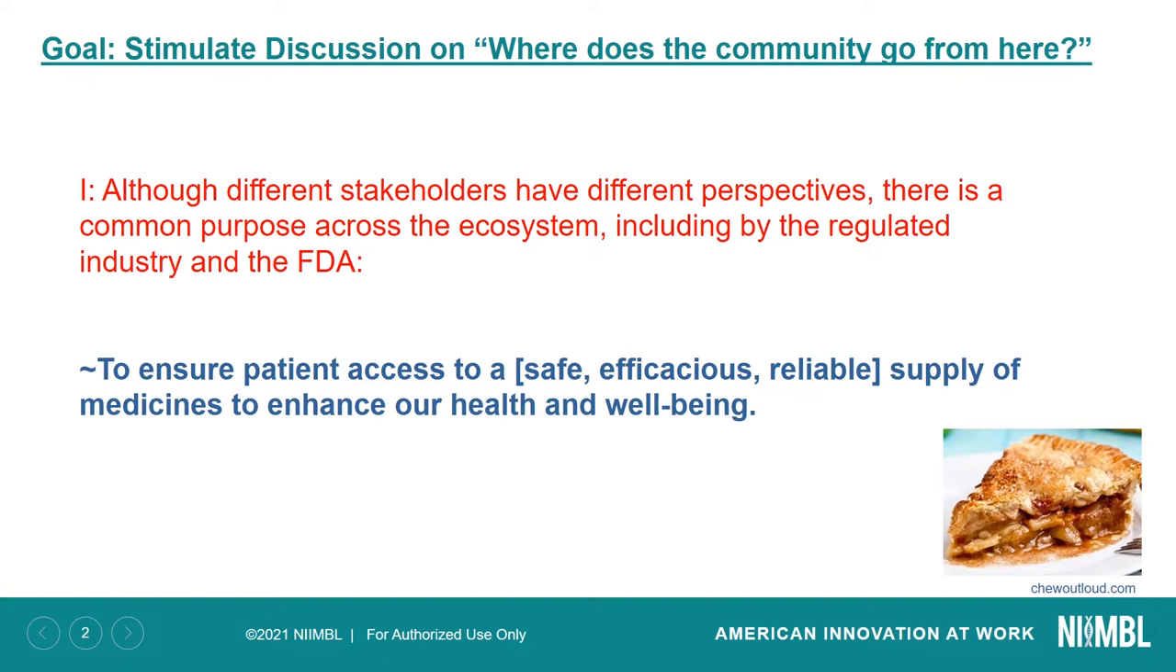So the first point here in red is that while I think there are a lot of different stakeholders in our ecosystem broadly, and each stakeholder has different perspectives, there really is a common purpose across the entire ecosystem, whether you work in the regulated industry, whether you work for the agency, or whether you work for other organizations. And in my words, it's some version of ensuring patient access to a supply of medicines to enhance our health and well-being. You could put in the qualifiers of safe, efficacious, reliable, and so on, but it's really about patient well-being. And so that slice of apple pie is meant to recognize that I think we're all on the same team.